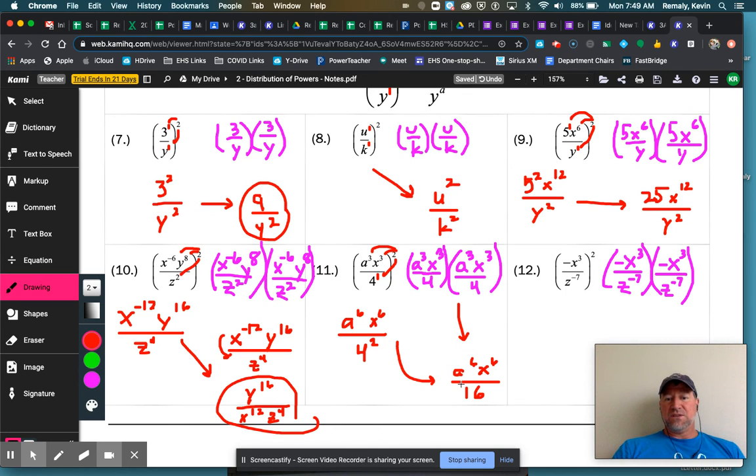Again, the quick shortcut here would lead us right to this. A to the 3rd times a to the 3rd is a to the 6th. X to the 3rd times x to the 3rd, we add those exponents, we get x to the 6th. 4 times 4 gives us 16.